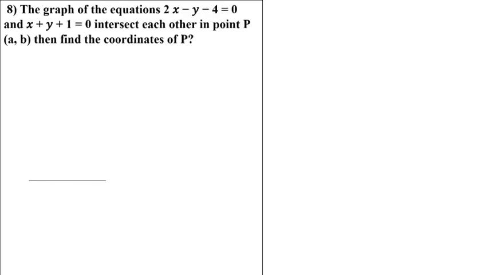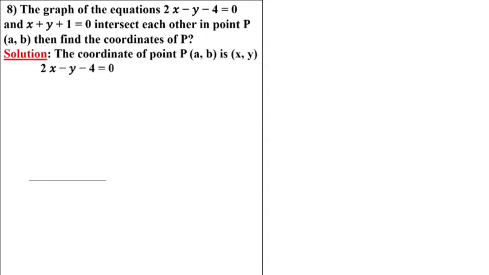Now the next question is 8. The graphs of the equations 2x - y - 4 = 0 and x + y + 1 = 0 intersect each other at the point P(a, b). Then find the coordinates of P. The coordinates of point P are (a, b). a means the value of x and b is the value of y. We will solve the equations. We will arrange the equations first.